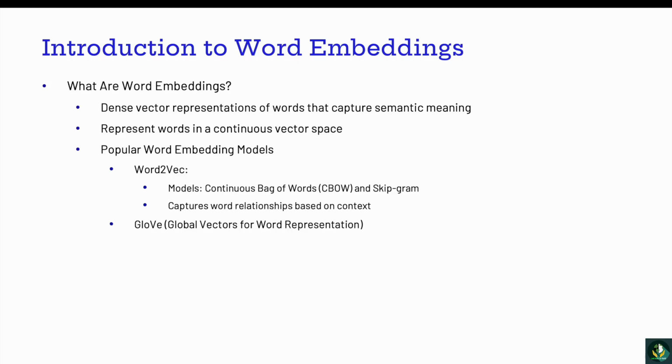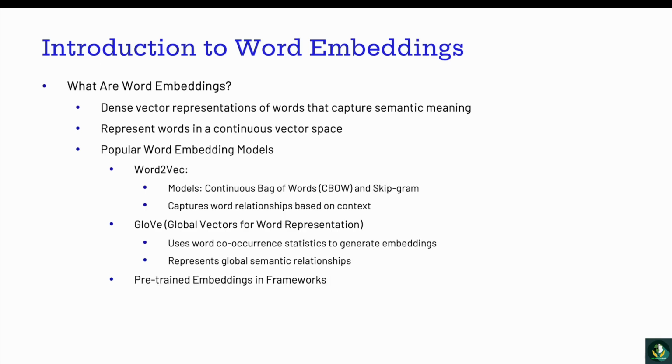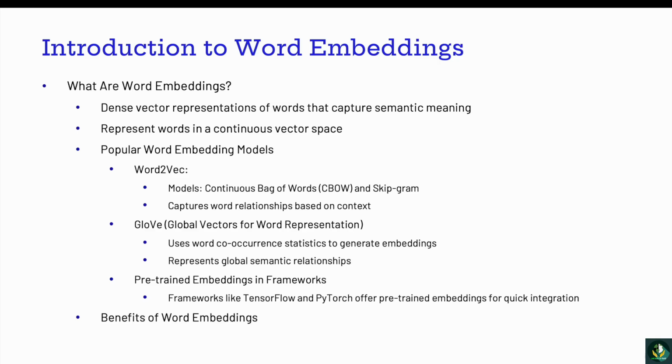Then we have GloVe, which is global vectors for word representation. This uses word co-occurrence statistics to generate embeddings, and it represents global semantic relationship. We'll be using this in today's exercise. Next, we have pre-trained embeddings in frameworks. Frameworks like TensorFlow and PyTorch offer pre-trained embeddings for quick integration. Let's look at some of the benefits of word embeddings. One, it reduces dimensionality, it captures semantic similarity, and it improves the model generalization.